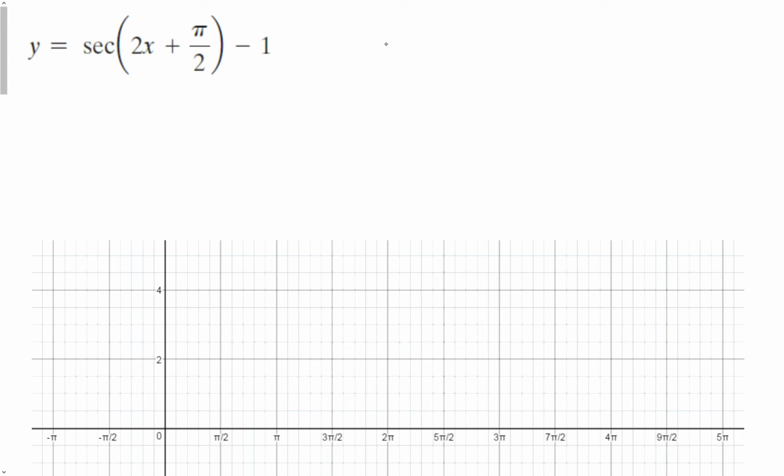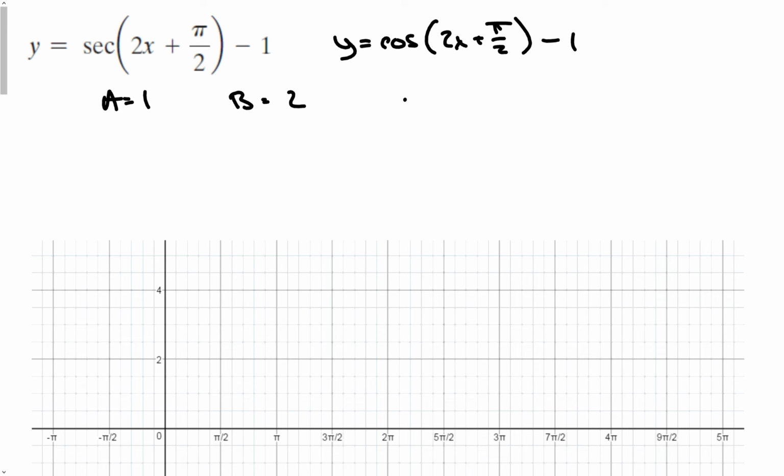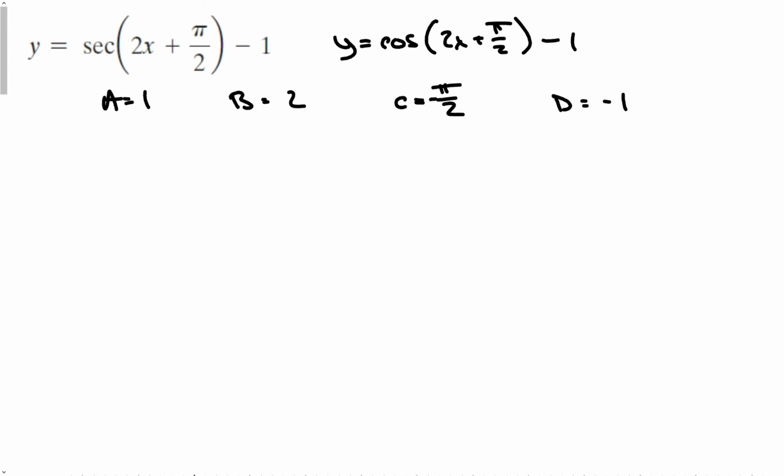So what we're going to do is graph cosine again of 2x plus pi over 2, minus 1. Okay, so A is 1, B is 2, C is a negative pi over 2 because we're shifting this function to the left, and then D is -1. I'm probably going to need a little bit more room here, so let's just move this down.